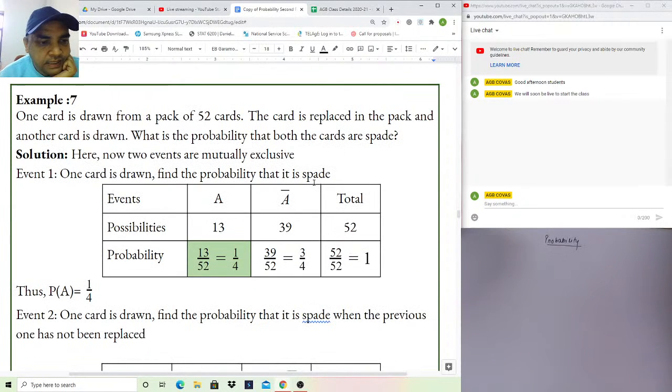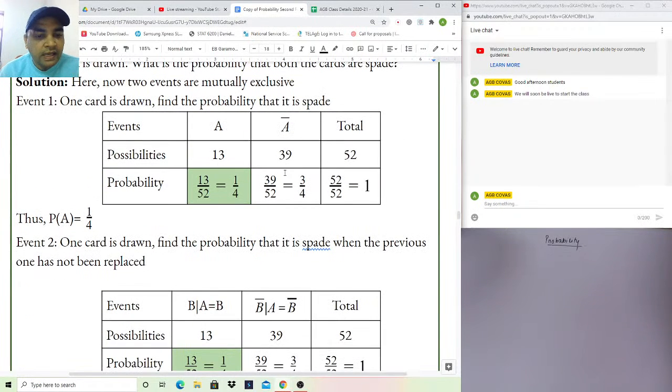Now let us see another example to define this thing. One card is drawn from a pack of 52 cards and the card is replaced in the pack and another card is drawn. What is the probability that both the cards are spade? Earlier we were not replacing. Now we have replaced it.